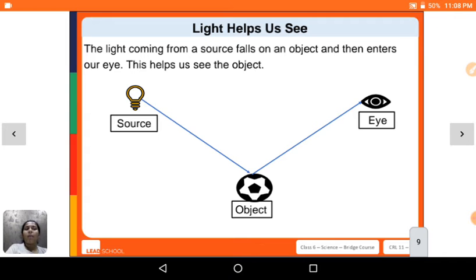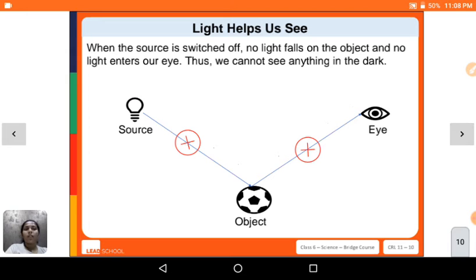and we can see the object, right? When the source is switched off, no light falls on the object and no light enters our eyes. Thus, we cannot see anything in the dark.